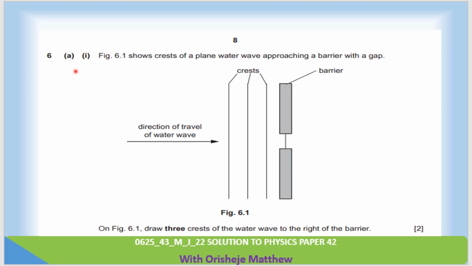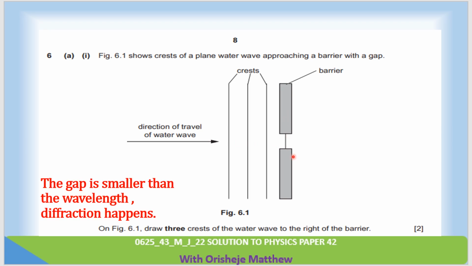Now let's go to waves. Yes. In this case, I think we are looking at diffraction. Now draw 3 crests of the water wave to the right of the barrier. So the first thing you need to know, you have to compare the wavelength of the incoming wave with the gap. So if you look at it, what is the condition?